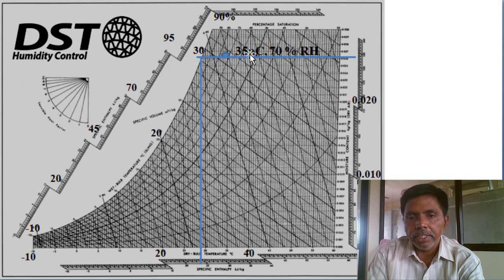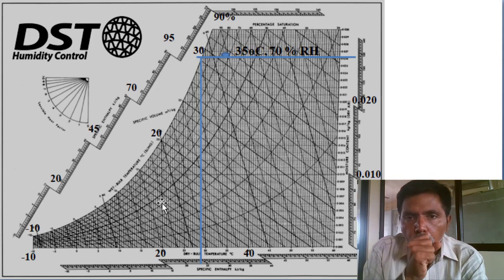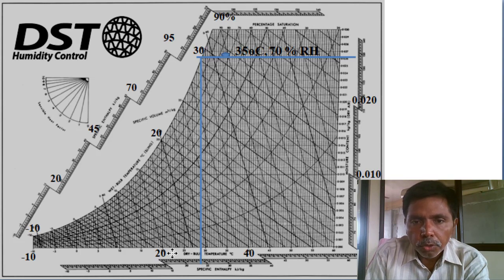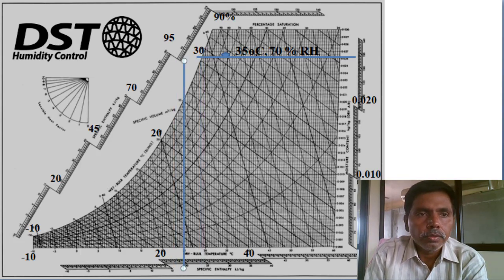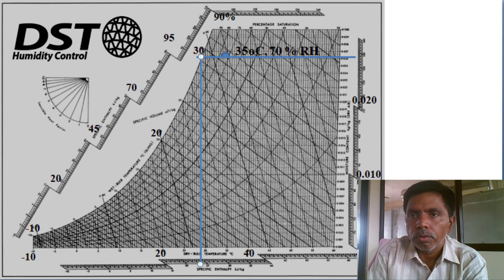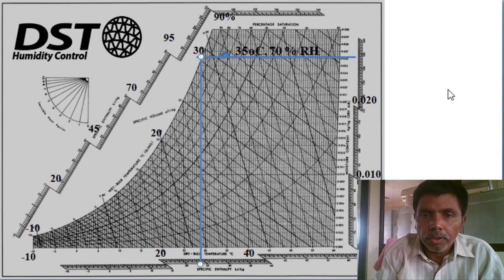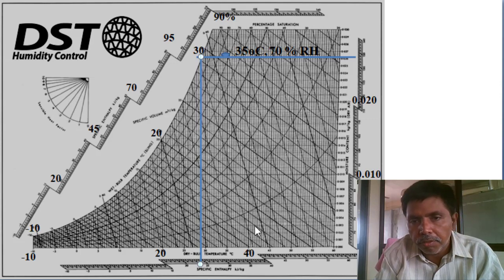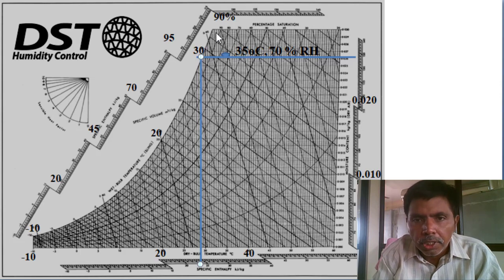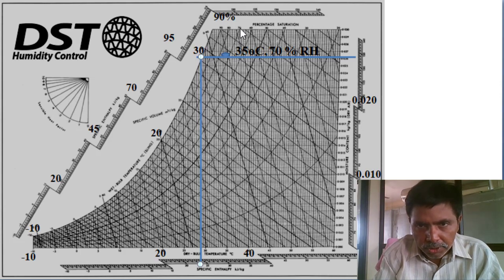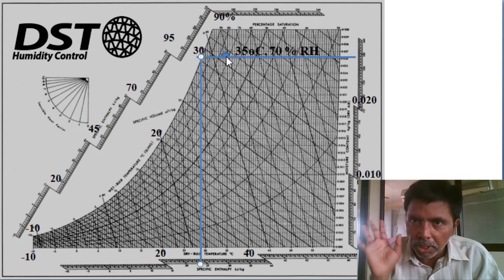So first move to the psychrometric chart. First condition 35 degrees. Where is the 35 degrees? 35, 40. Dry bulb temperature is 35 degrees. And relative humidity is 70%. You see, this is 100, 90, 80, 70. Where the intersection is taking place: this is the 70% relative humidity line and this is the 35 degrees temperature line. This is the intersection point. First mark the point.